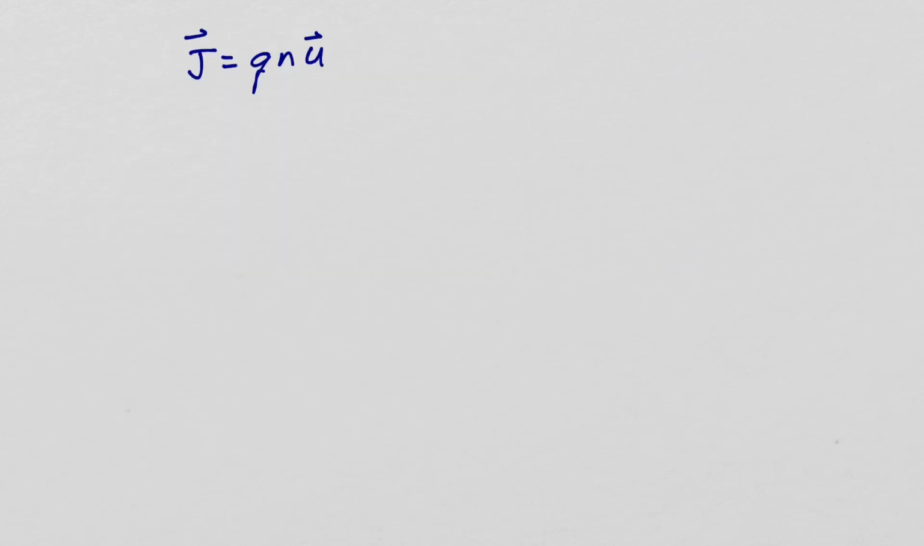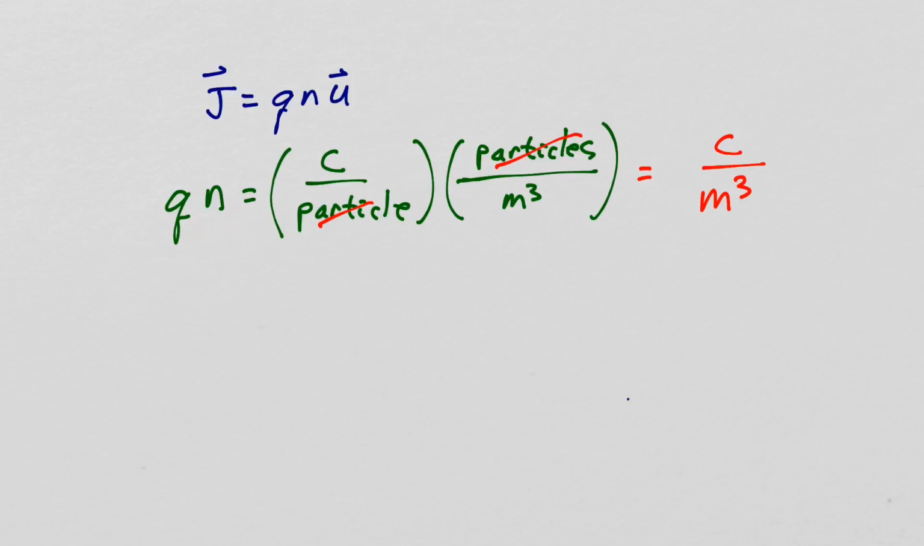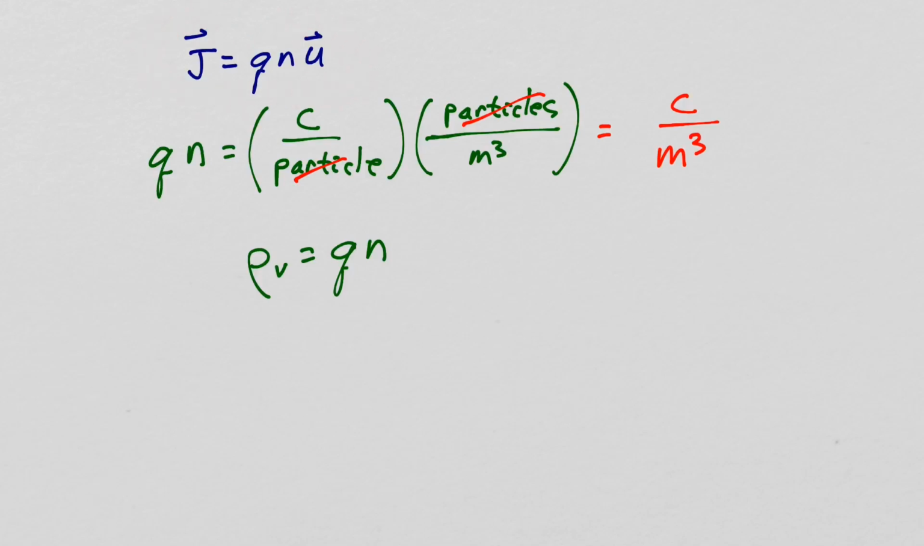Let's look at this term Q times N. So Q is the charge per conduction particle. N is the number of conduction particles per cubic meter. So Q times N is going to have units of coulombs per cubic meter. Q times N is the amount of charge per unit volume at a point in space. This is something we've encountered before. That is just the volume charge density. So we can rewrite our equation for the current density as J is equal to the charge density times the drift velocity with which that charge is moving.